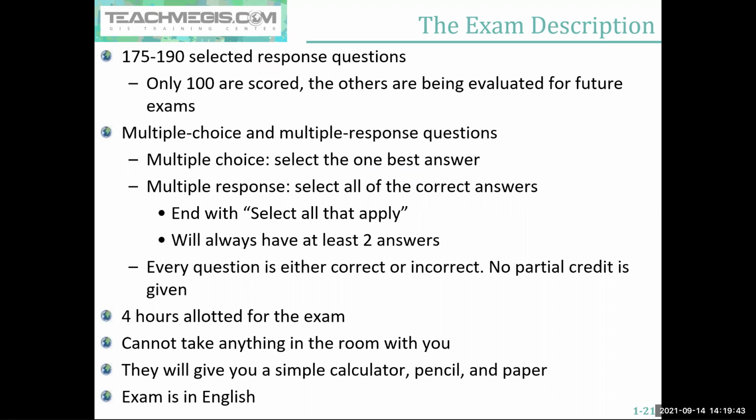Every question, very importantly, is either correct or incorrect. So even if it says select all of the correct answers and you picked two, but you picked A and B, but the answer was A, B, and C, you don't get any partial credit for finding A and B. It's either completely correct or not correct.